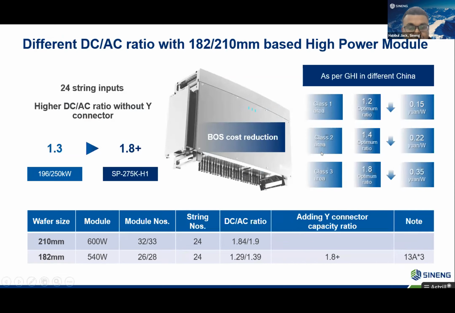So this DC-AC ratio can be achieved up to 1.9 with this 275 kilowatt inverter with 182 or 210 millimeter wafer based 600 watt module, and 1.3 or 1.39 DC-AC ratio with 182 millimeter wafer based 540 watt module, and with the Y connector 1.8 DC-AC ratio can be achieved. So higher DC-AC ratio reduces the BOS cost. On the right side on the screen, we can see the LCOE optimization for different irradiance zone in China.